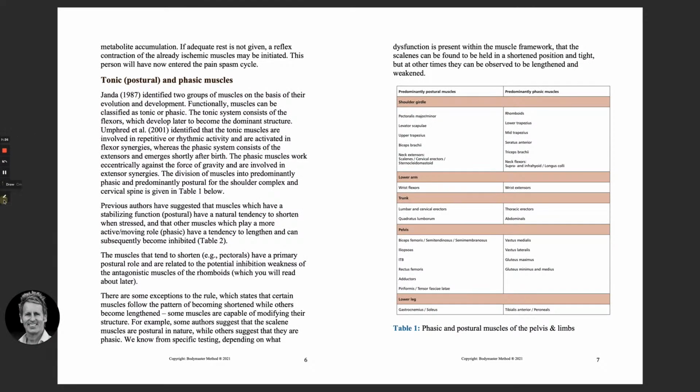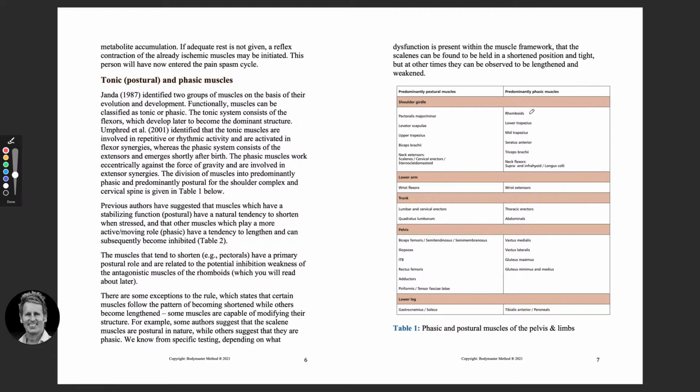Now, the guy mentioned, Vladimir Janda, he died sadly in 2002. He had a concept about what he known as the tonic or postural muscles, and the muscles known as phasic. You can see here, there are some pictures further on, but we've got predominantly postural muscles and predominantly phasic muscles. When I look at the tables shortly, on this left-hand side, you can see these particular muscles, like the pectoralis major, minor, levator, trapezius. They relate to position, like the postural muscles, and they have a tendency to shorten and become tight. And the phasic muscles, which are predominantly related to movements, tend to become lengthened and weakened.